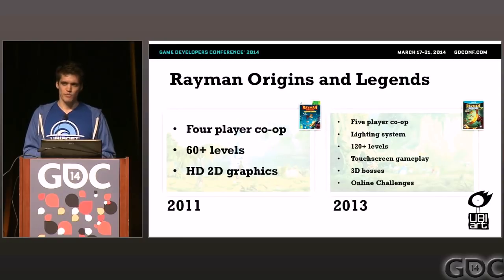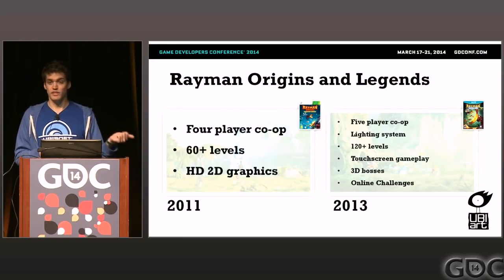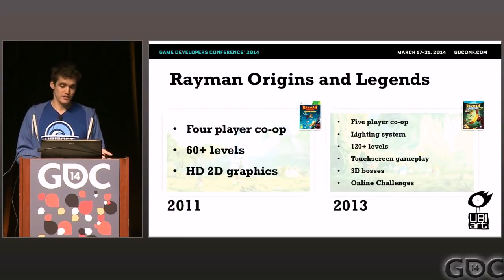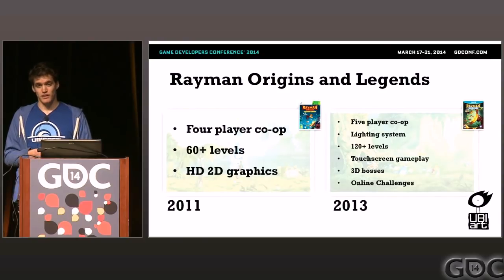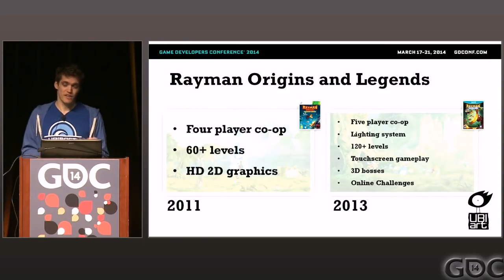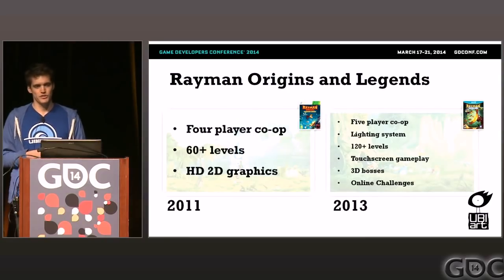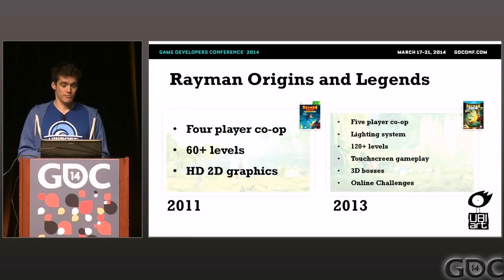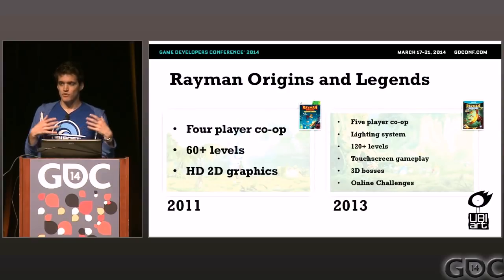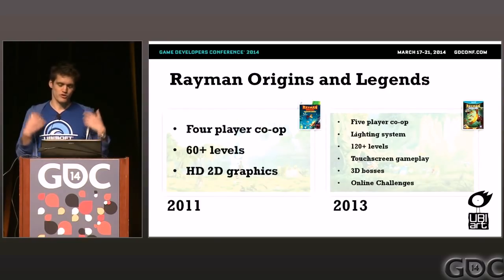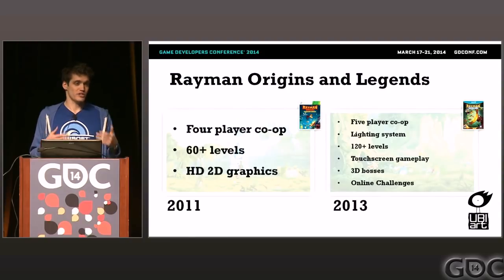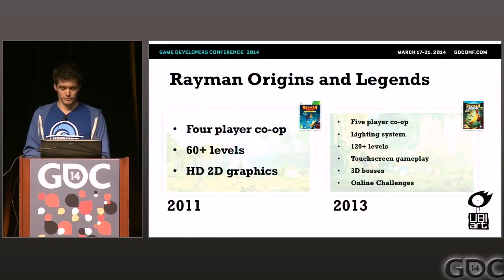But some big changes we made were online functionality that we didn't have before, a lighting system, touchscreen gameplay, 3D bosses. We didn't have support for any 3D objects in the environment before, and then we added it for Rayman Legends, and the game still runs the same. So we wanted to make sure that we're constantly updating our technology to give us the capability to do more than we ever thought that we could with the tool. And it also gives us a larger range of things that we can actually do to surprise the player.